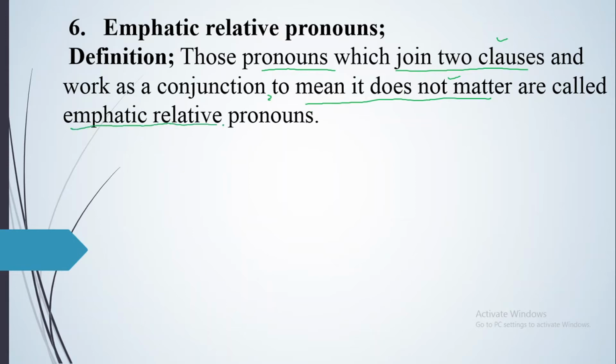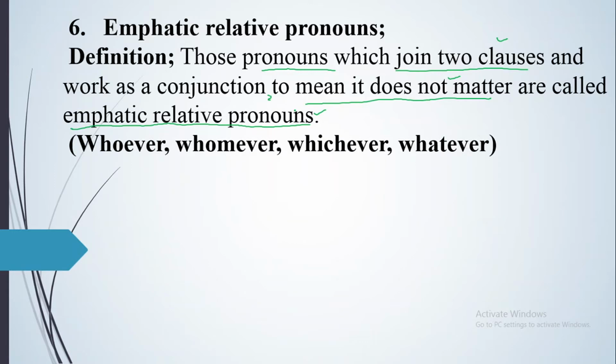So those pronouns which join two clauses and work as a conjunction to mean it does not matter, whatever he or she wants, she or he can do, are called emphatic relative pronouns. What are the emphatic relative pronouns? They are four in number: whoever, whomever, whichever, and whatever.